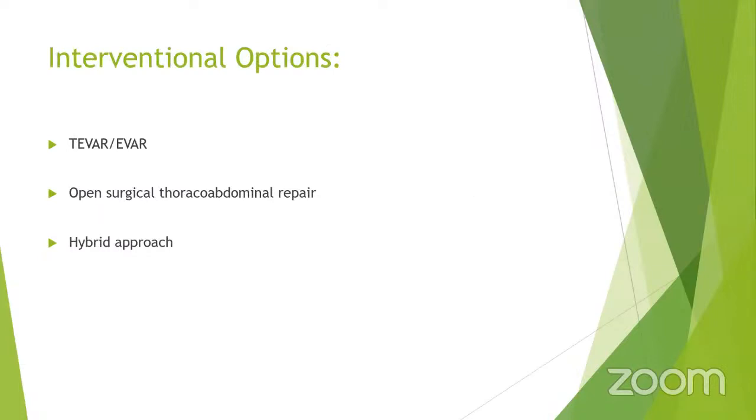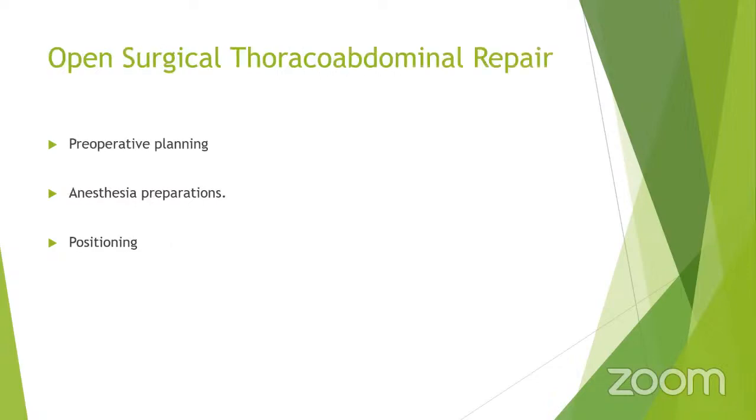The interventional options are the endovascular repair, either TEVAR or EVAR, which will be covered by my colleague in the next talk, the open surgical thoracoabdominal repair, and a hybrid approach, an endovascular repair for the thoracic part and an open surgical repair for the abdominal part. I'm going to be focusing on the open surgical thoracoabdominal repair. And as I mentioned before, we're going to talk about the extent of aneurysms.